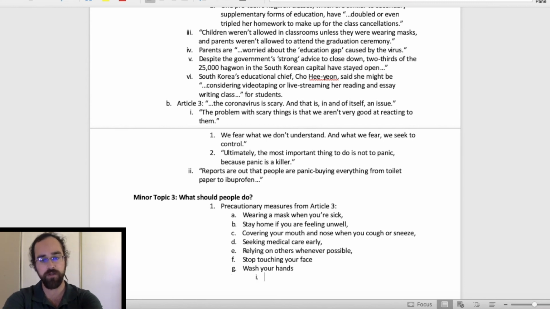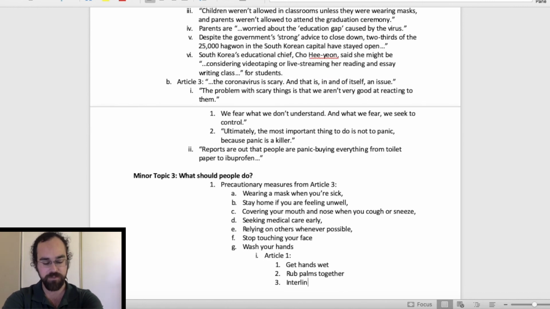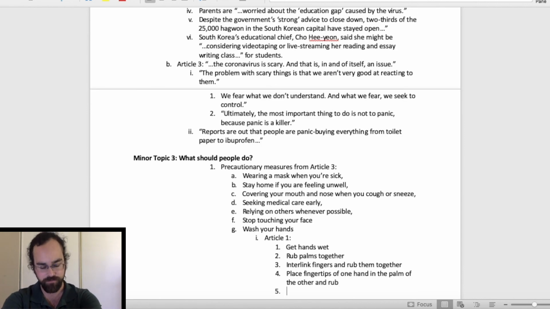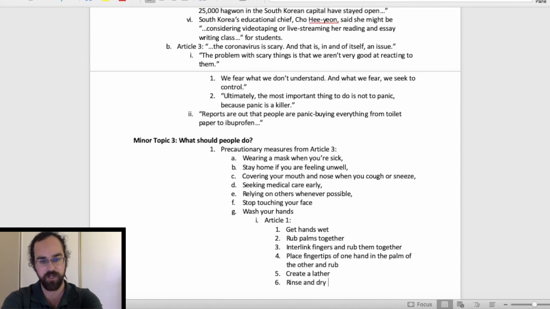In Article 1, it gives us a detailed set of instructions on how to properly wash our hands. And those are, first, to get hands wet, rub palms together, interlink fingers and rub them together, place fingertips of one hand in the palm of the other and rub, create a lather, rinse and dry hands.